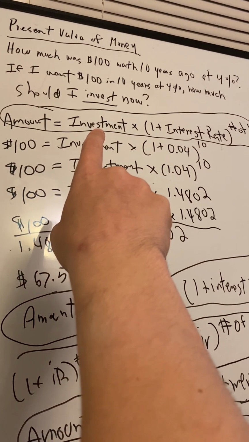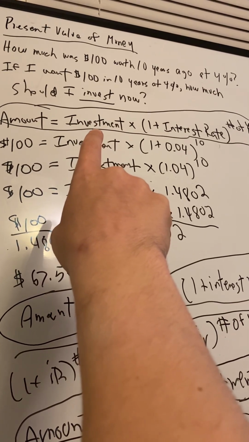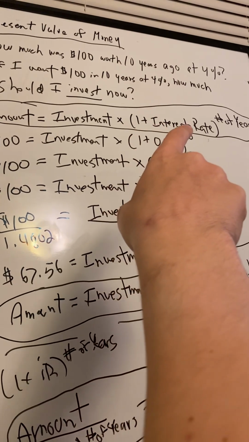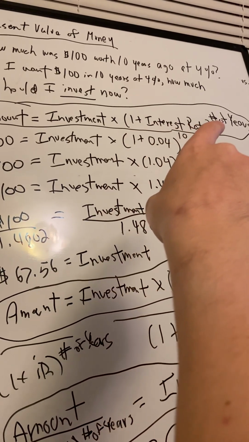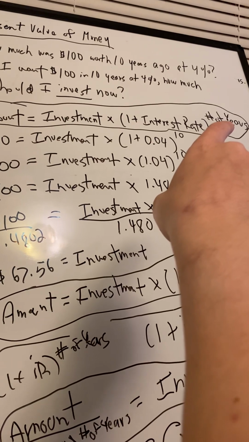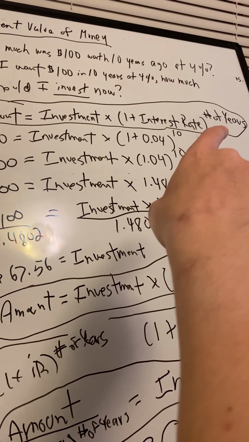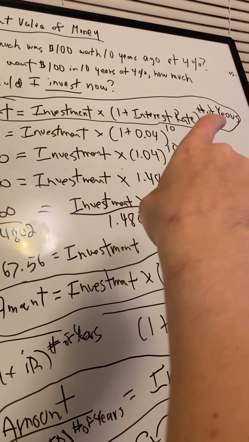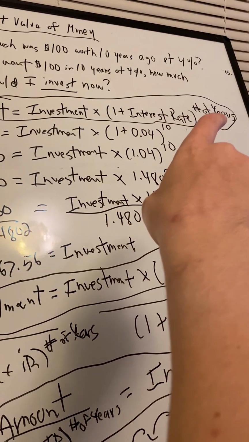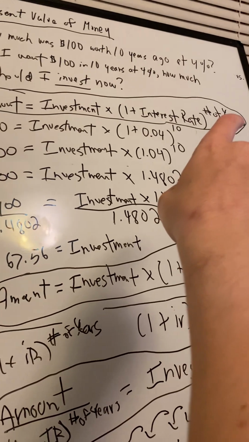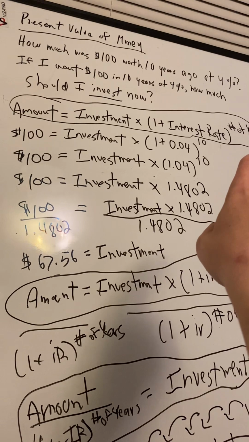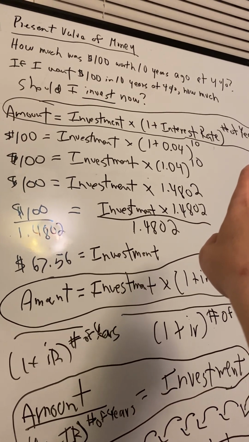and when we did the future value, it was the $100 times 1 plus the interest rate 0.04 and times the number of years. So we would multiply the $100 times 1.04 for each of the 10 years, and that's why that'd be raised to the 10th power. That's what we did with the future value of money. Well, now we're going in reverse.